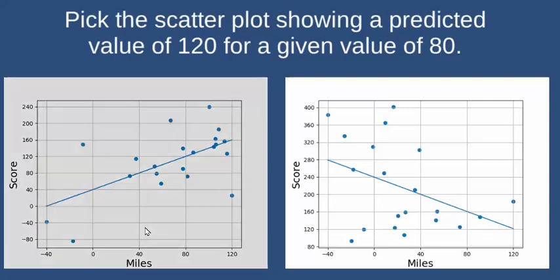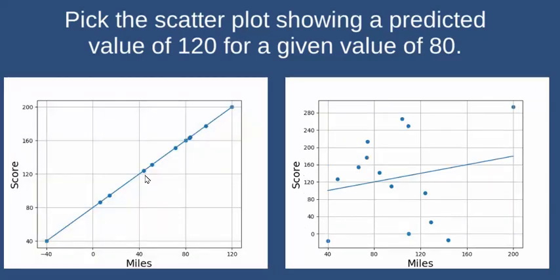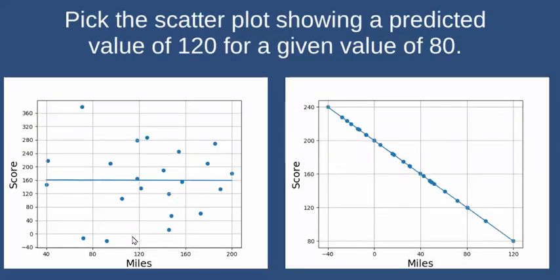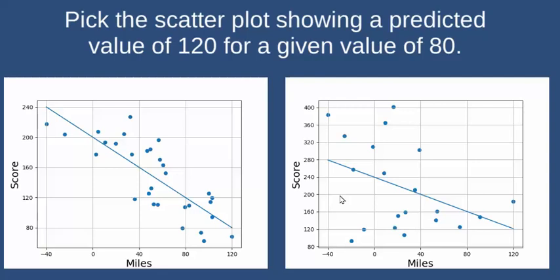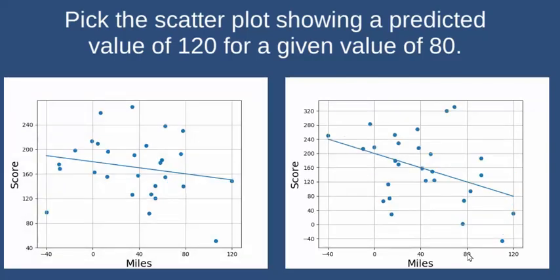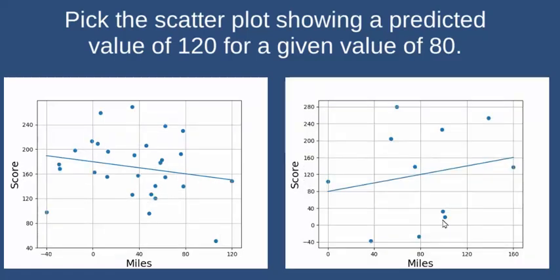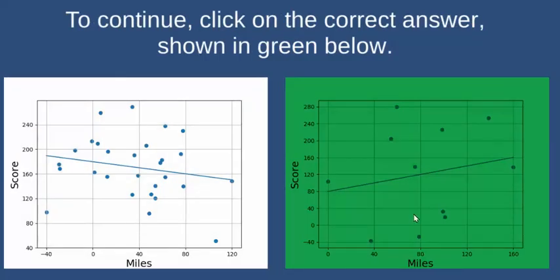We start on the x-axis, we go up to the best fitting line, and then we go across. So again, I'm going to go with the value of 80, go up to the best fitting line, go across, and select the one that would lead to the predicted value of 120.